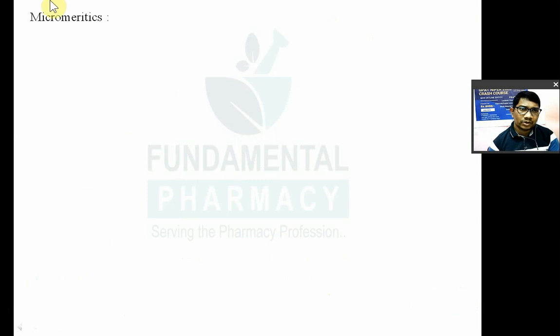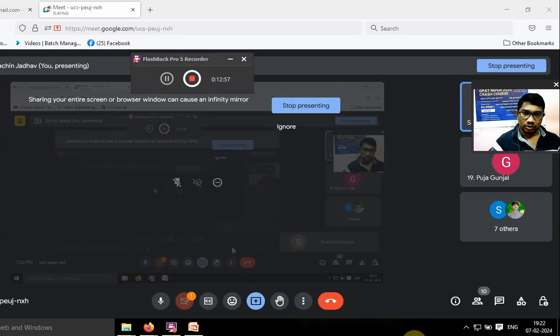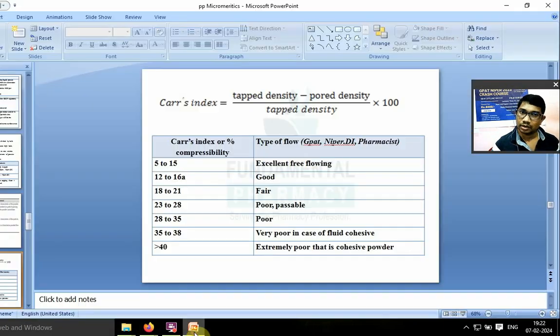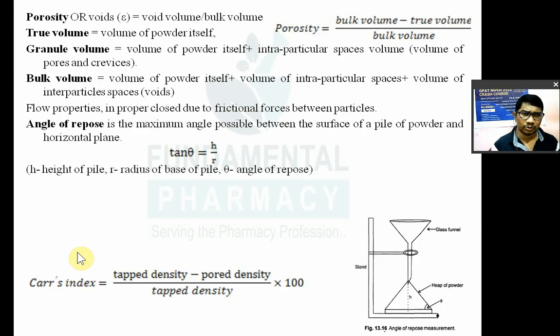Now, micromeritics we have seen this also. So, we'll see the remaining points. You can WhatsApp, you can send a message in the group so that other students will join. Right. So porosity, density we have seen. What do you mean by angle of repose we have seen.